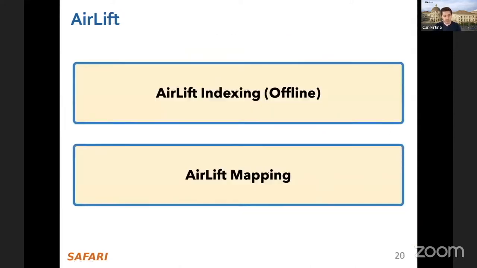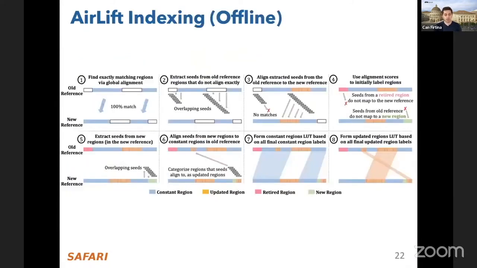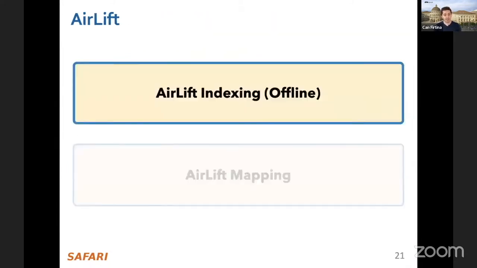To achieve this, AirLift has two steps. The first step is AirLift indexing, which is an offline step. It is done only once, whenever there is a new version of the reference genome, to move from the old reference to the new reference genome. And the second step is AirLift mapping, where we map the reads by looking at the indexing information that we generate. So I'll go over the first step, which is the indexing step, now.